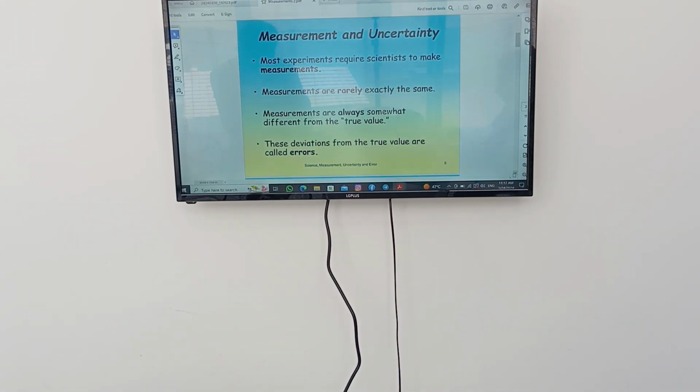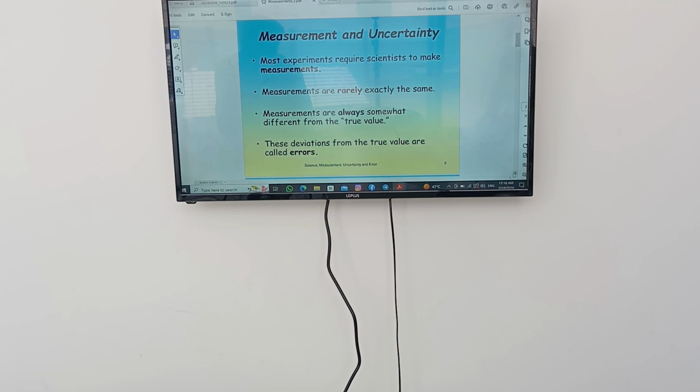Measurements and uncertainty. Most experiments require scientists to make measurements. Every experiment that you do, you have to make measurements to get the correct result. Measurements are rarely exactly the same. It means when you have an experiment in the lab and you make measurements, they usually are not exact in the numbers. Okay.